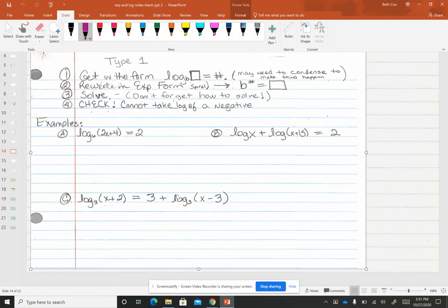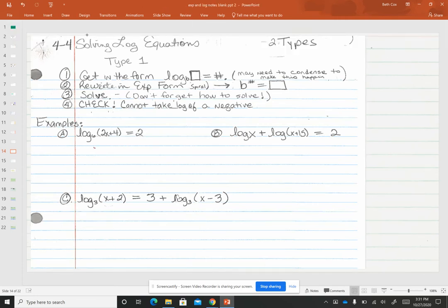Okay, so the first example, we're going to rewrite it using our spiral in the form of b to the number is equal to the box. We don't have to condense this. So this is going to be 6 to the second is equal to 2x plus 4. And so now we can solve this. That's 36 is equal to 2x plus 4. Subtract 4 on both sides. Divide both sides by 2, and I get 16.